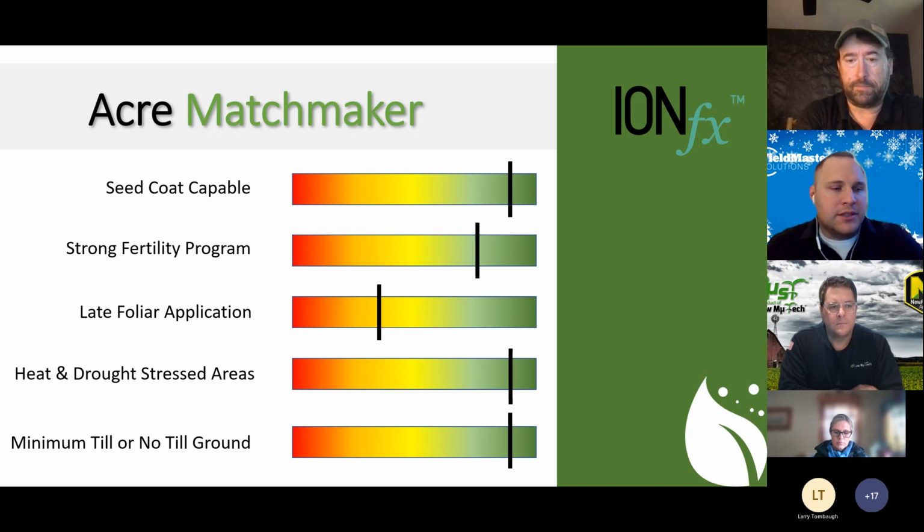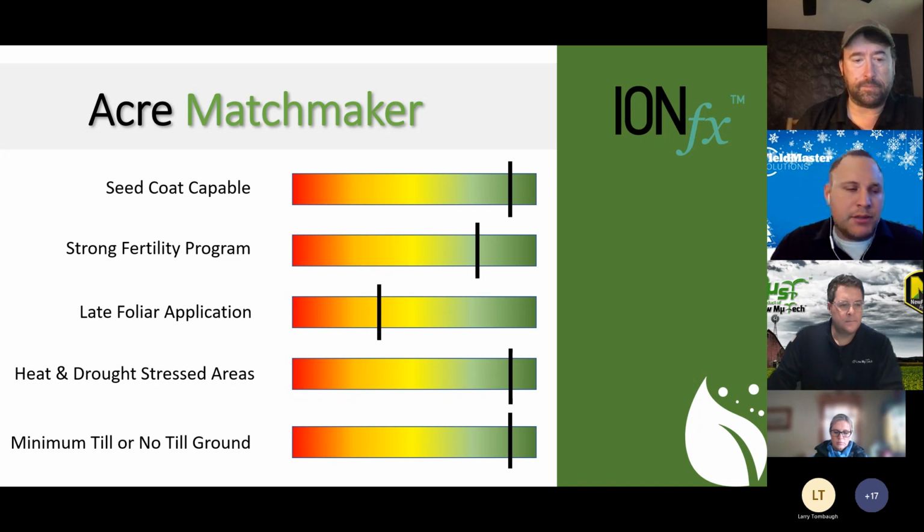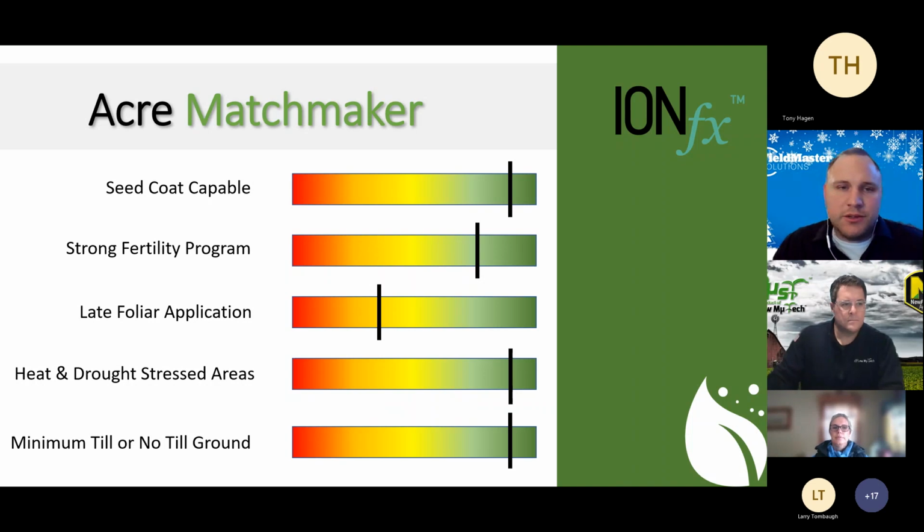So I do want to just go through the acre matchmaker real quick here, and then I'm going to pause for a minute and let anybody else in the group ask a question. This is what we've put together on where we think it has worked the best for us. If you get it on a seed coat, it seems to have a really high likelihood of success. Strong fertility program, we've talked about that. Just getting a bigger plant with a bigger ear, we need the fertility to make sure we take advantage of that.